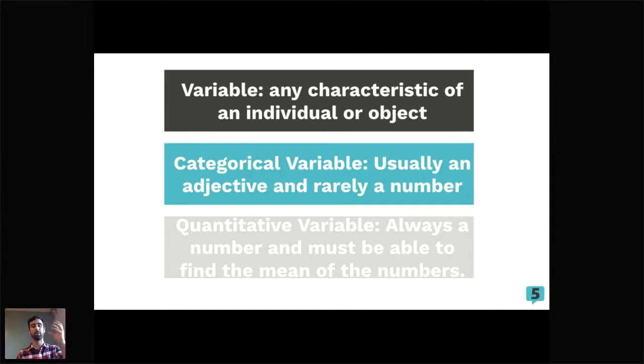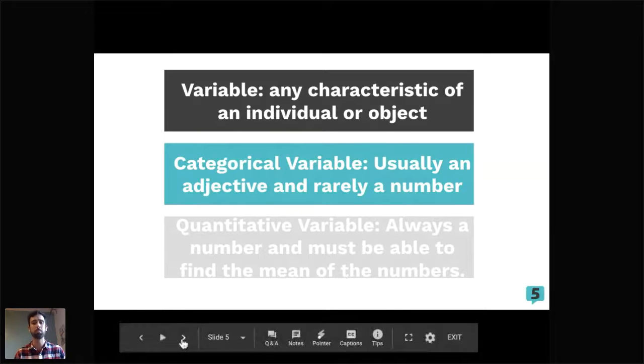So we have categorical variables. Then we also have what are called quantitative variables. A quantitative variable is always a number, and you must be able to find the mean of that number, and it should make sense. So the age of a student at your high school is a quantitative variable. It's a number, and I can take the average of a bunch of those numbers. The average height of a US American is a quantitative variable. So a variable is any characteristic that we want to measure, and we have two types of variables.